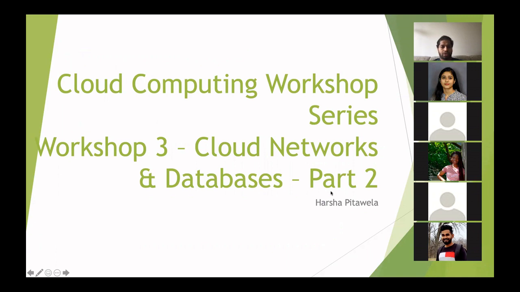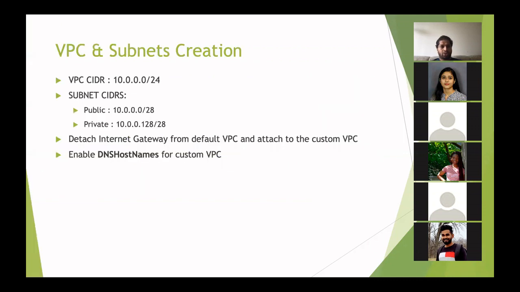This is part 2 of our cloud networks and databases workshop, and it's actually workshop 3. We'll continue from where we stopped last week. We created a VPC for our cloud network, and we created two subnets. One we called public, the other private. These were the CIDR ranges that we assigned to them.